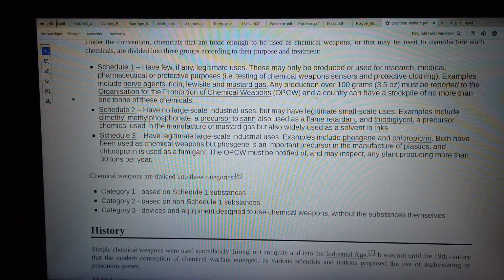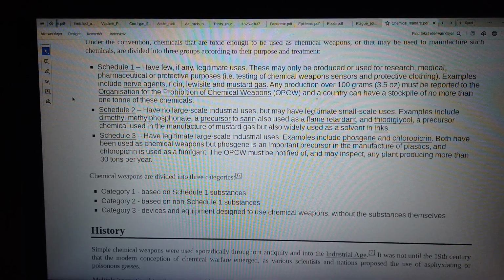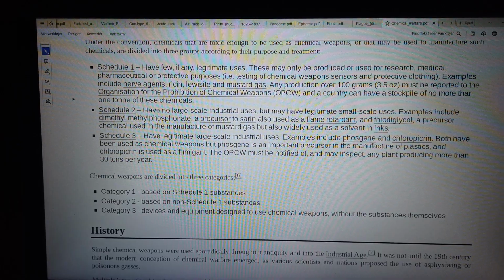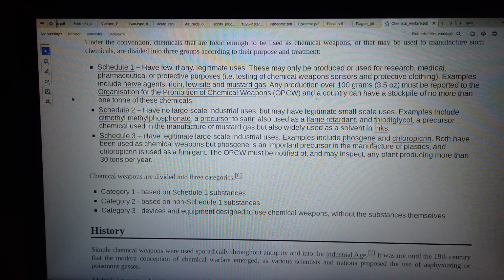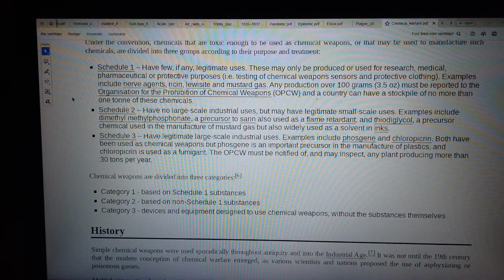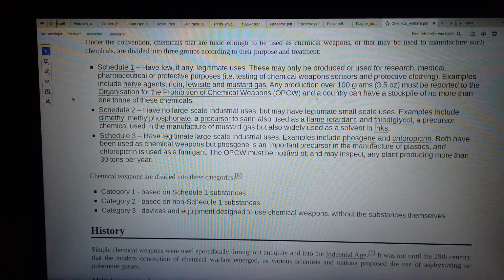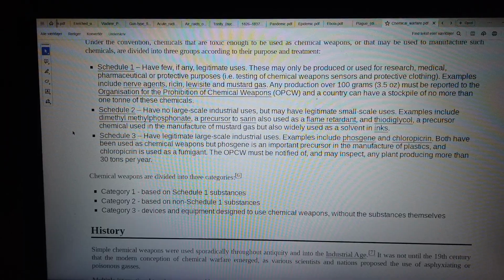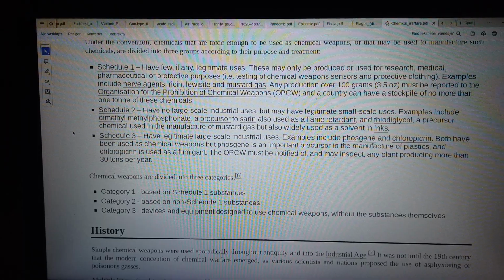Schedule 2 chemicals have no large-scale industrial uses, but may have legitimate small-scale uses. Examples include dimethyl methylphosphonate, a precursor to sarin also used as a flame retardant, and thiodiglycol, a precursor chemical used in the manufacture of mustard gas but also widely used as a solvent in inks.